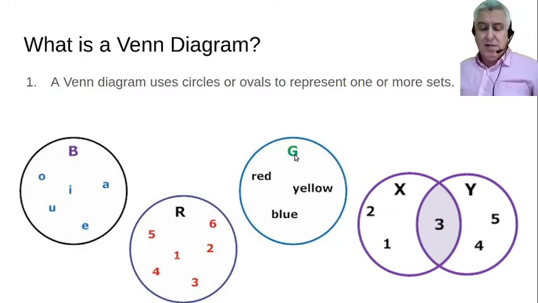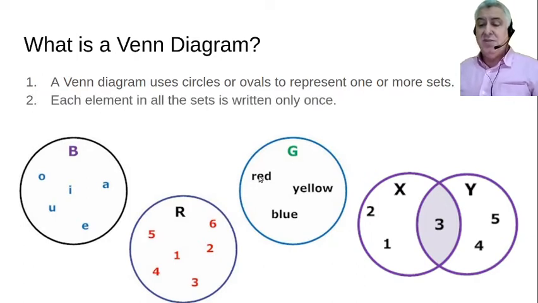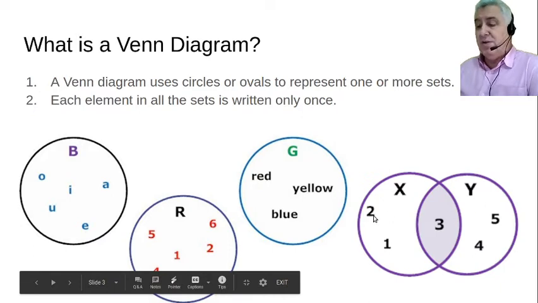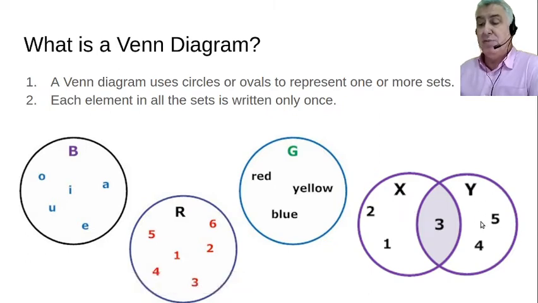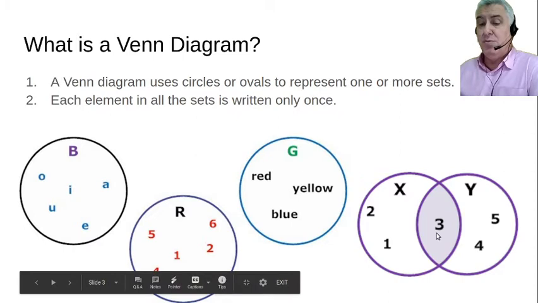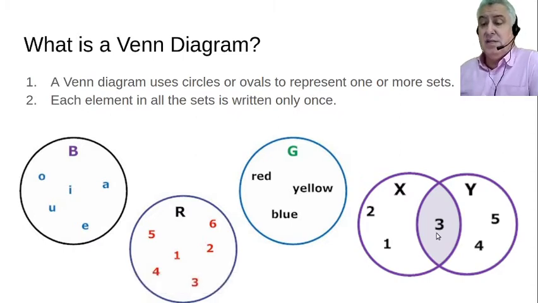So this is another way to look at sets rather than the roster notation or the description notation that we used before. Each element in the set is written only once. So over here, we can see inside the X set circle, there's a 1, 2, and 3. And inside the Y set circle, there's a 3, 4, and 5. But we only write 3 one time. It's not 1 time in the X circle and 1 time in the Y circle. So each element in a set is only written once.